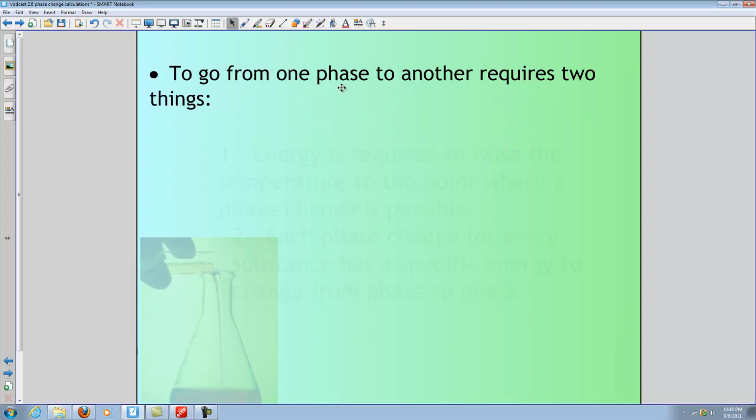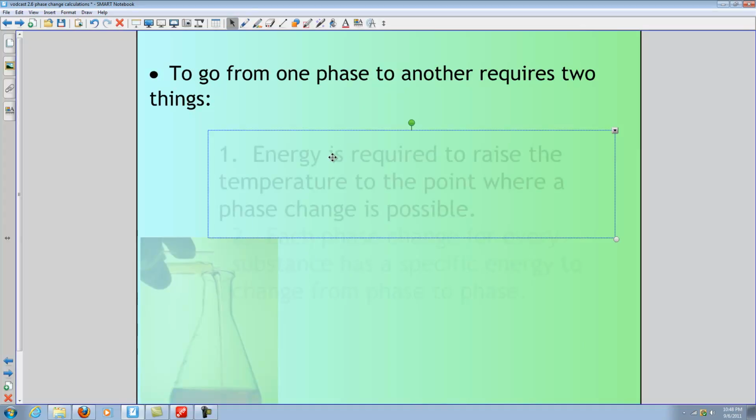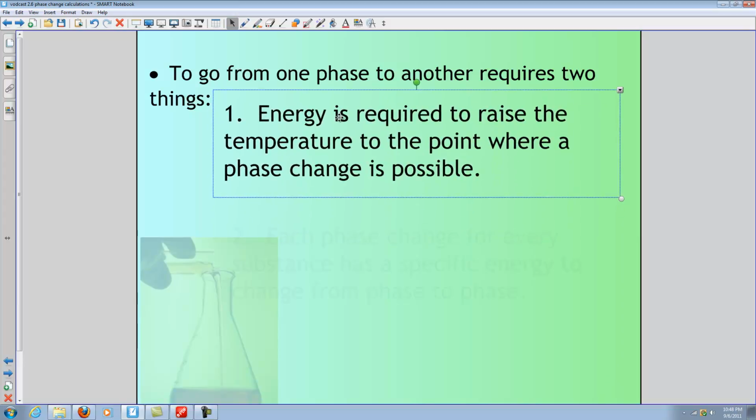So, what does it take to go from one phase to another? Well, basically there are two things that are necessary. The first of these is that we have to have the energy to get the temperature up to the phase change point. So, let's say that we had an ice cube and we wanted to melt it, and the temperature of the ice cube was at negative 20 degrees Celsius. Well, we know that the melting point of water or ice is at 0 degrees Celsius. So we have to put energy in just to get it to go from negative 20 up to 0. Okay, so that's the first thing.